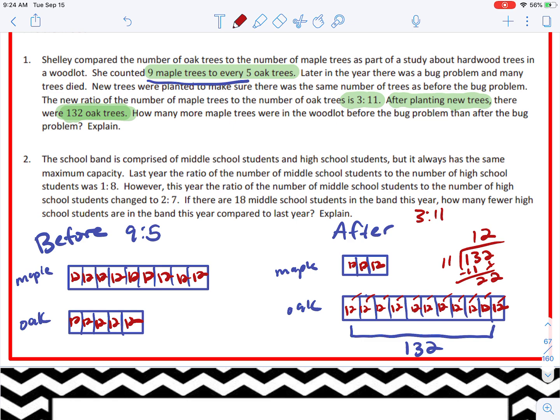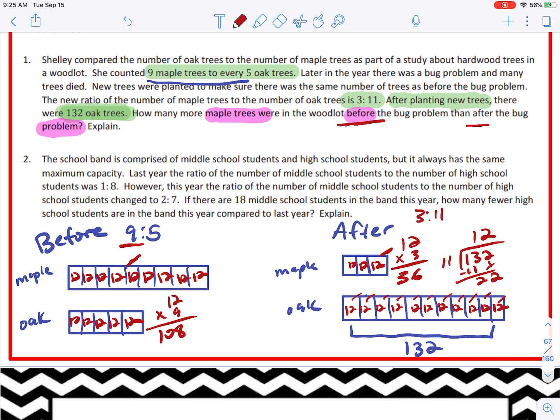So it says, how many more maple trees were in the woodlot before the bug problem than after the bug problem? Okay, so we have to figure out how many maple trees there were before and how many there were after. So we know that before there were 9 units, 12 in each unit, so 12 times 9 is 108. And then 12 times 3 here is 36. So now it's asking us how many more were there in the woodlot before than after. So we have to find the difference.